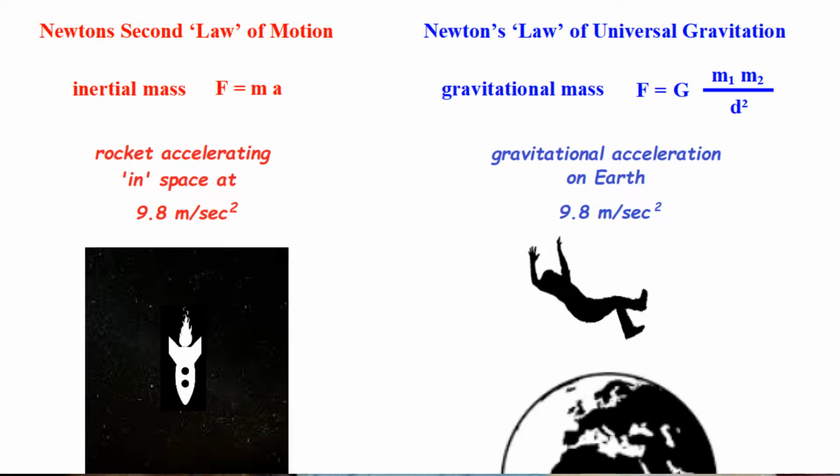The question that Einstein investigated was that these two equations are one and the same essentially. He's saying that Newton's second law, the inertial mass, is equal to Newton's law of universal gravitation. Why is this important for relativity? It's important because from this, Einstein developed the idea that light curves in space.